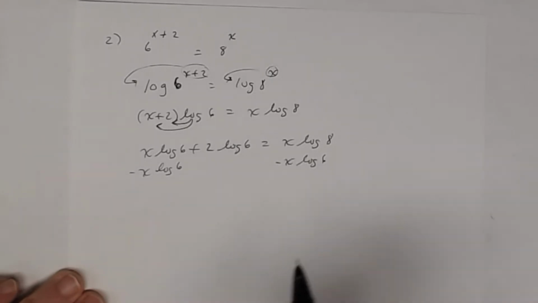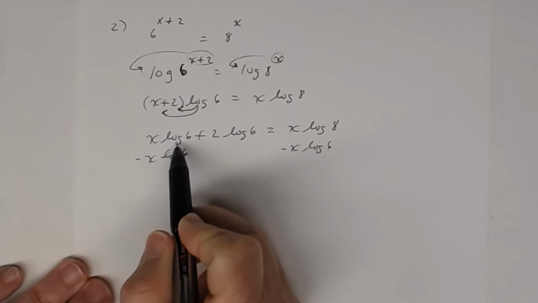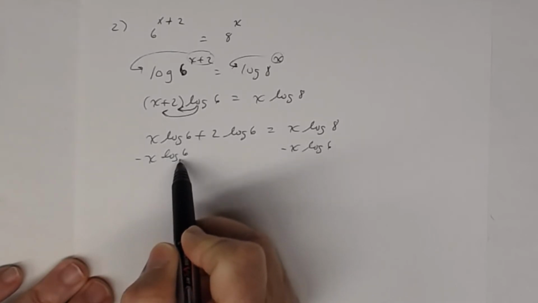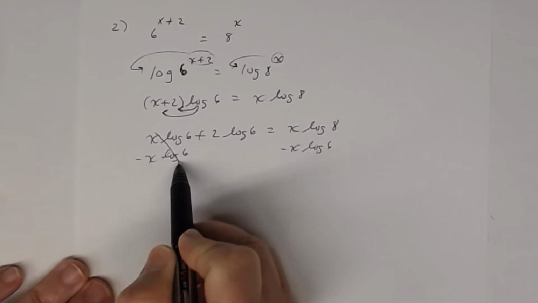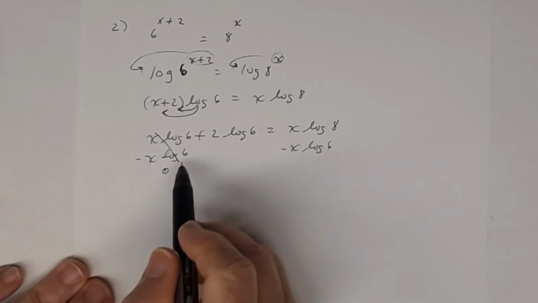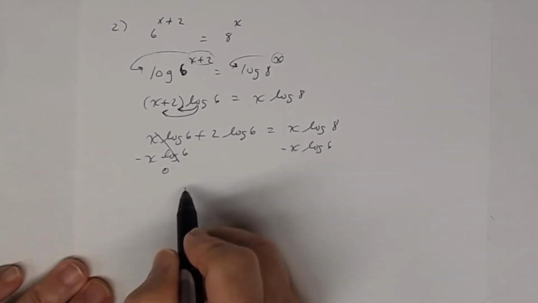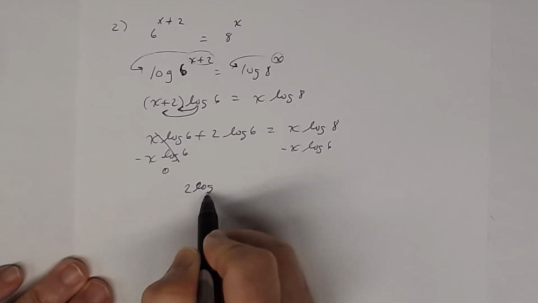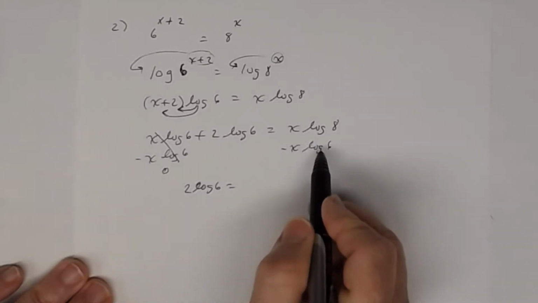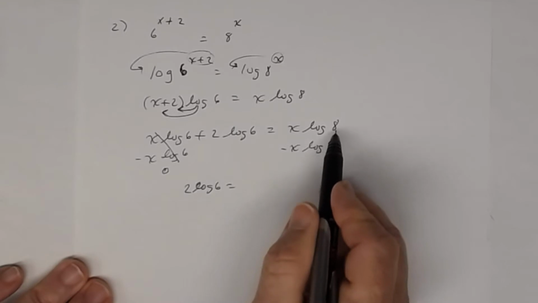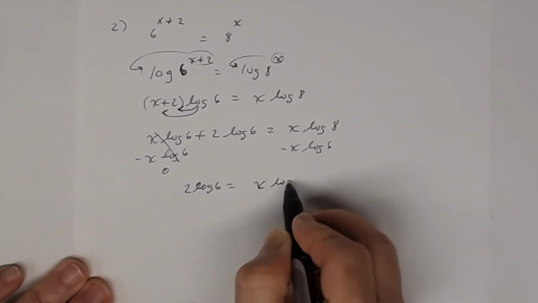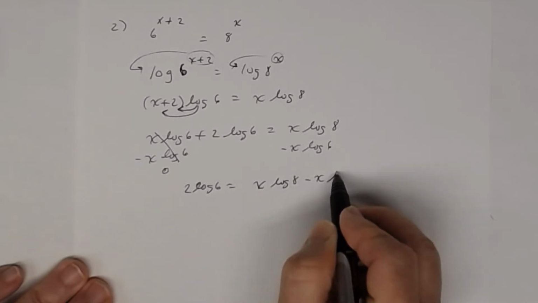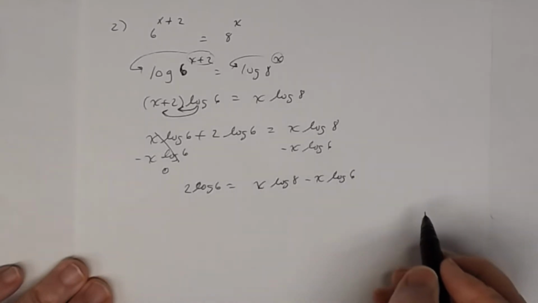Okay? All right. Now, combining like terms, these terms are alike because the bases are the same. They're both 10s and the arguments are the same. So x log 6 minus itself is 0. And so 0 plus 2 log 6 is 2 log 6 equals, now remember these are not like terms. Even though the bases are the same, the arguments are different. So you're going to have to write it as x log of 8 minus x log of 6.